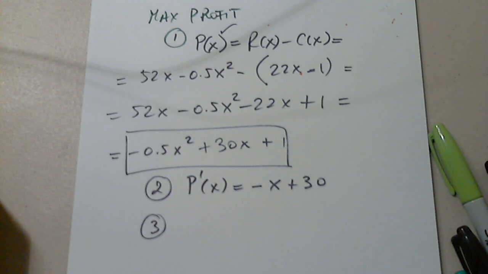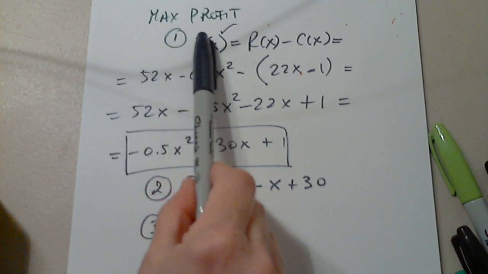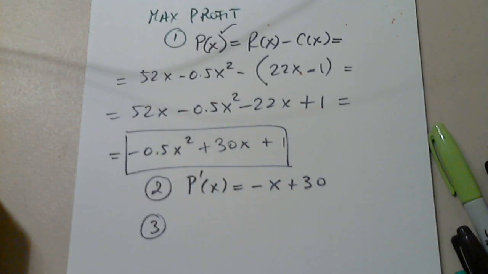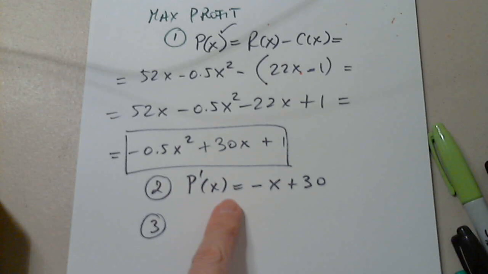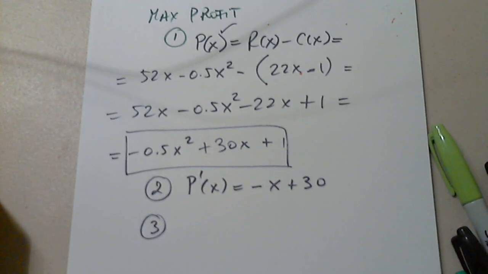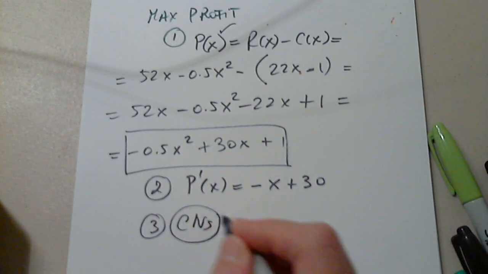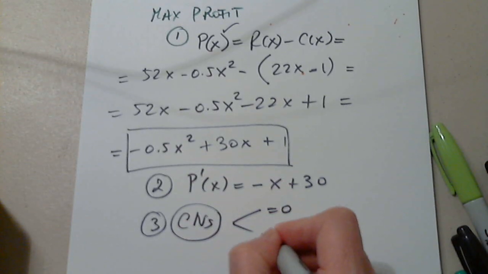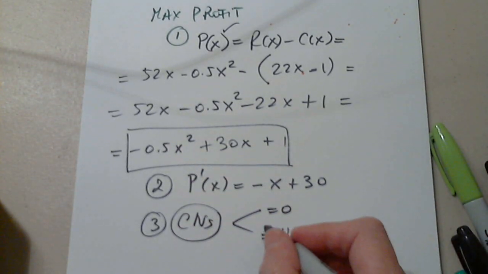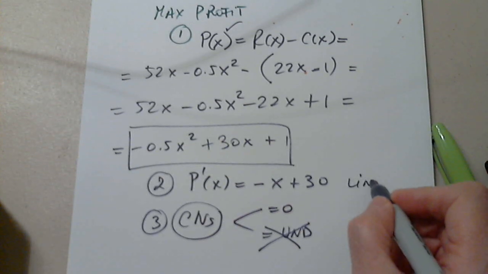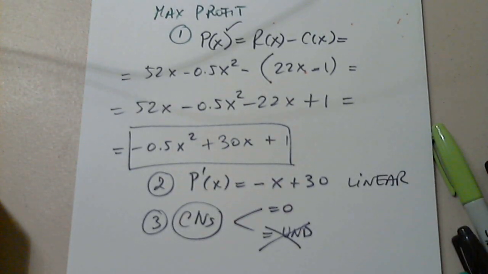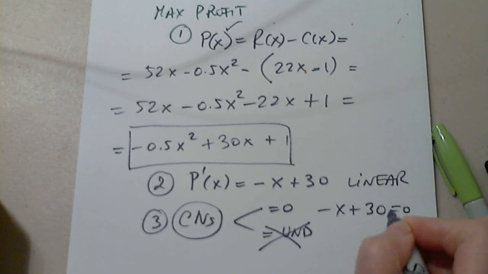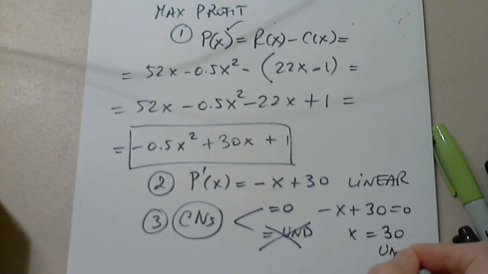Find that? No, the question is only asking us to find the maximum profit. Why did I find the derivative? What is the idea behind it? What am I looking for? Equal to 0? Yes. So I have to find critical numbers. Either set it equal to 0 or set it equal to undefined, but this is not possible because it's linear. The linear function is always defined for everything. Good. So when I set this equal to 0, I get x equals 30. And this is in units.